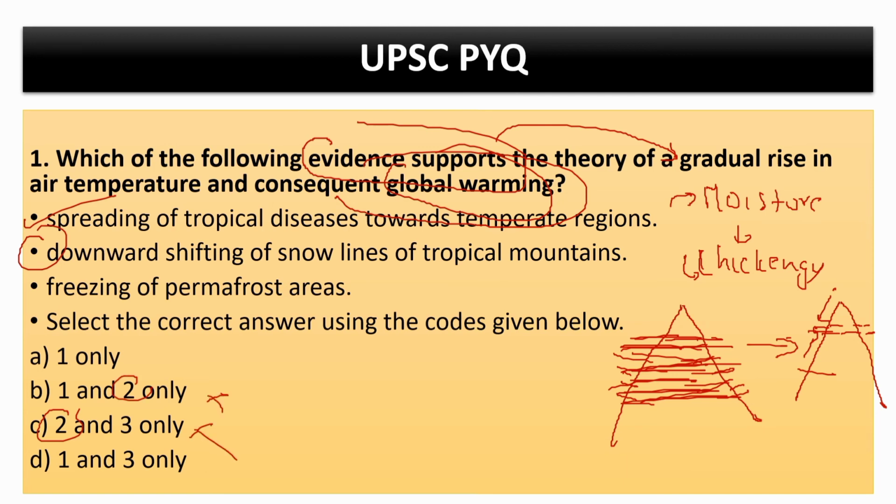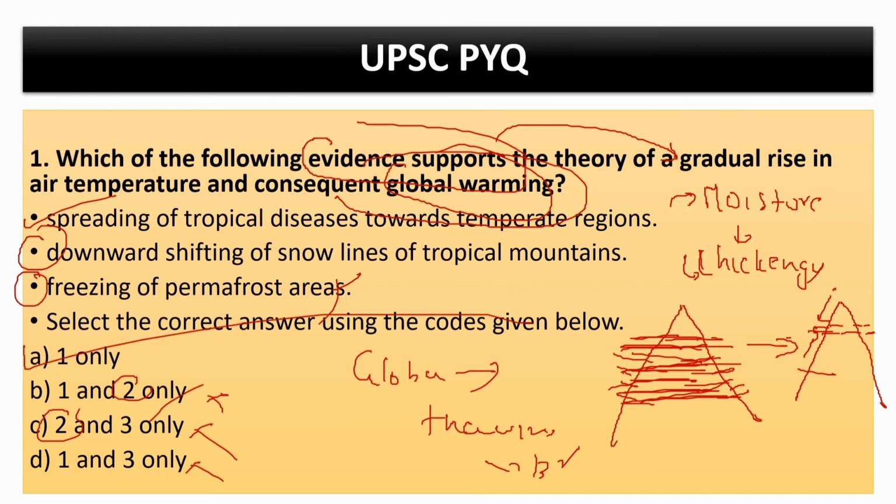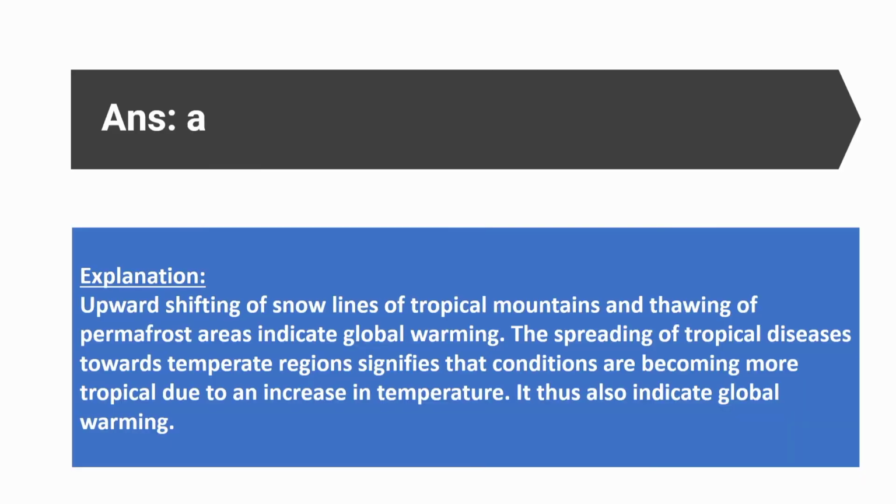Now let's look at the last option: freezing of the permafrost. We know that increasing global warming leads to what? Thawing of permafrost. That means breaking of ice. So instead of freezing, actually thawing is occurring. So option 3 is also wrong. So this also goes, and the correct answer is option A. So this is how you must read to answer. You should apply your logic when reading the options. Okay. This is the explanation given about it.